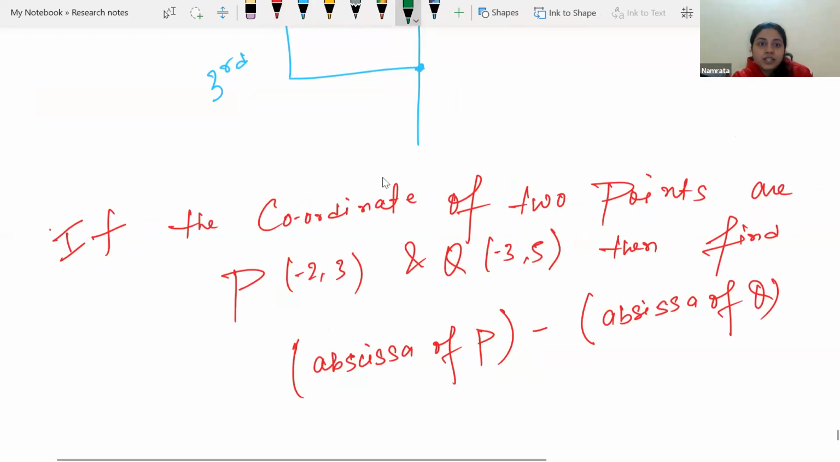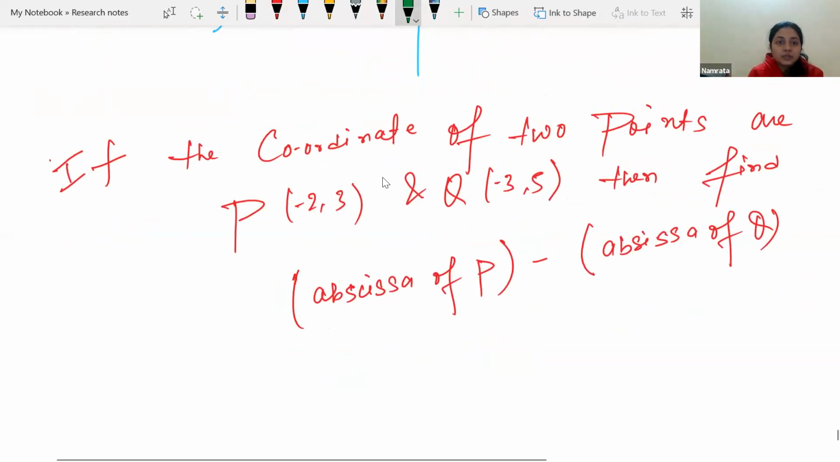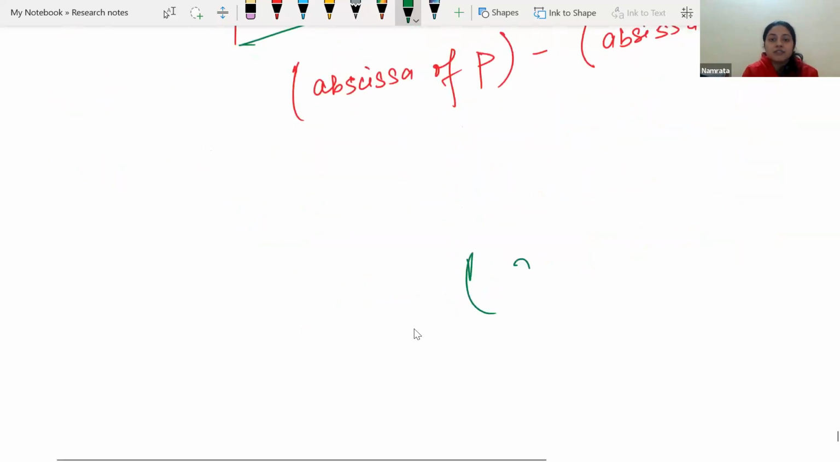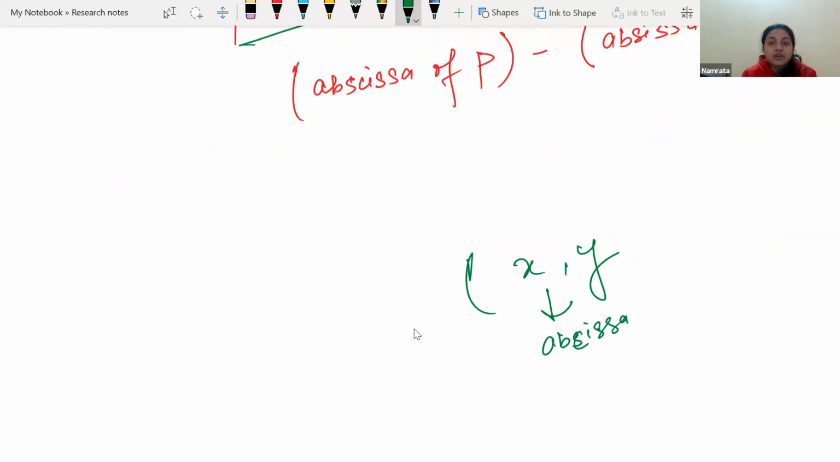Okay, let's check. So we have a point P and a point Q. Now, whenever we have a coordinate in the form x comma y, the first coordinate is like a name. The way I have my name as Namrata, you have your name as Reem, Ifra, Arya, Rumaisha, Abdul, Zan, Alvina, Avni. The way you have your name, in the same way this first x coordinate is also called the abscissa, and this second one is called the ordinate. It's just another name for the y coordinate.